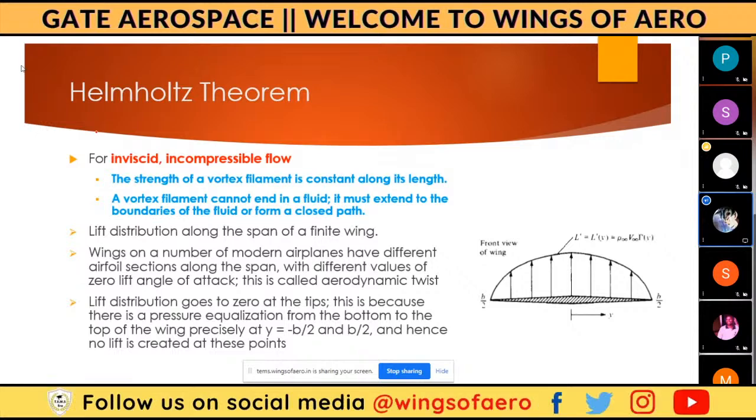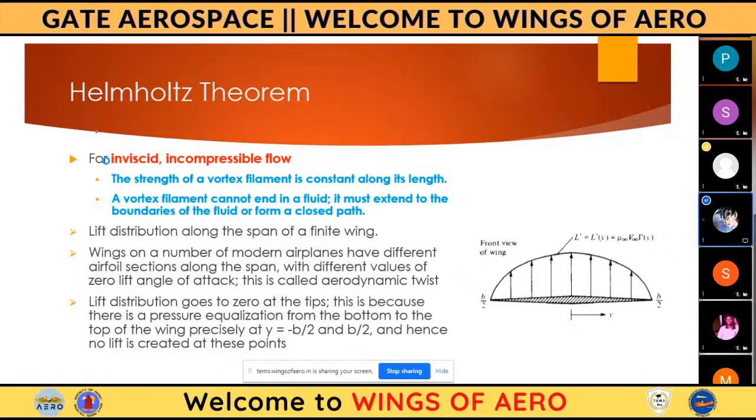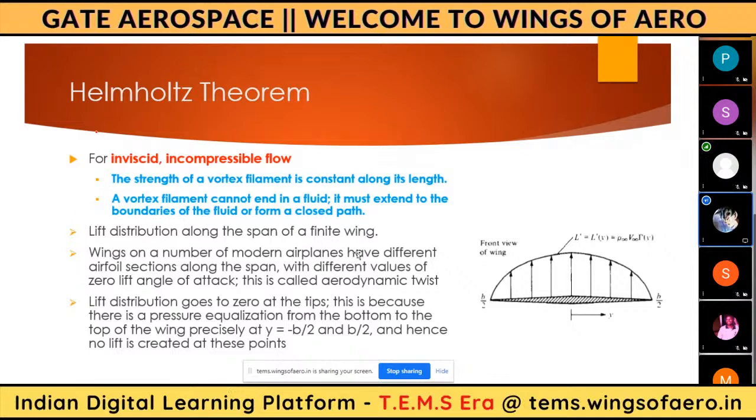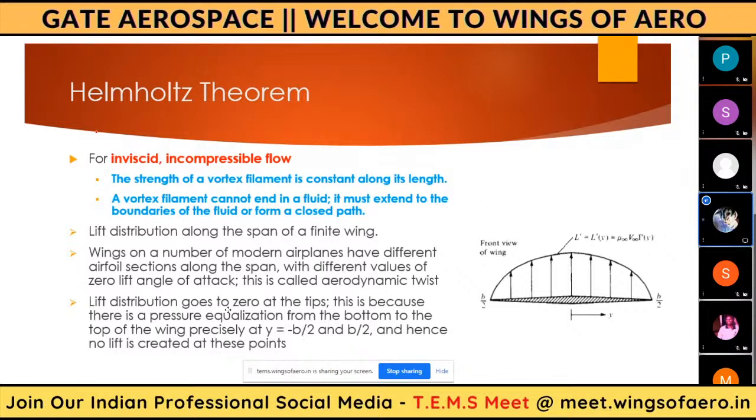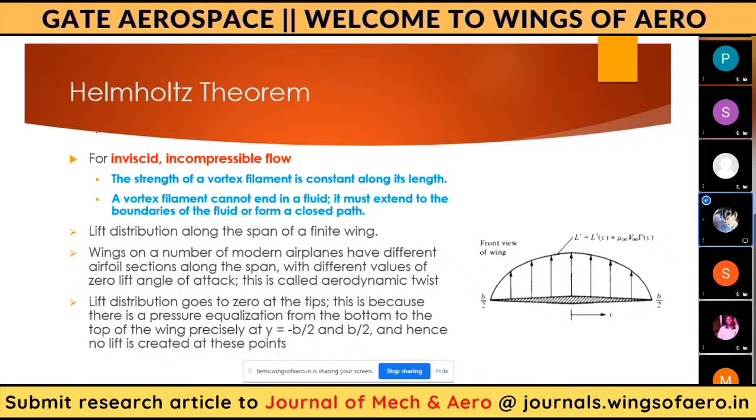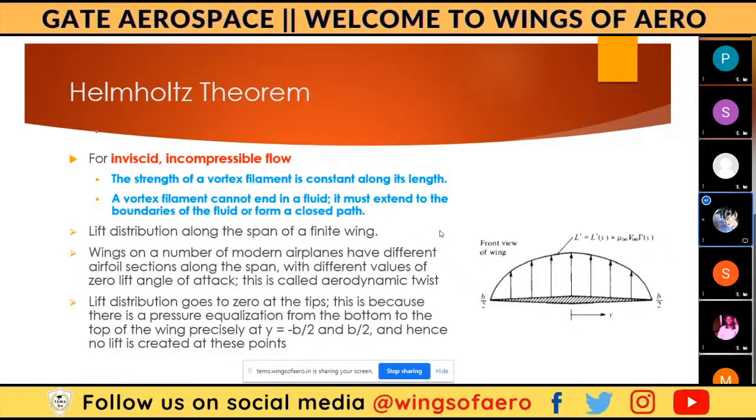Okay. So for inviscid and incompressible flow, according to the Helmholtz theorem, the strength of the vortex filament is constant along its length. No matter the length, the vortex filament strength is the same throughout. Then the vortex filament cannot end in a fluid. It must extend to the boundaries of the fluid or form a closed path. These are the two principles of the Helmholtz theorem.